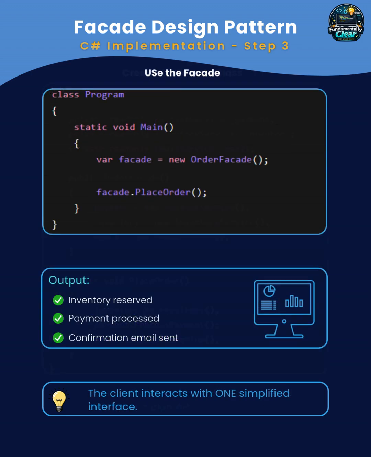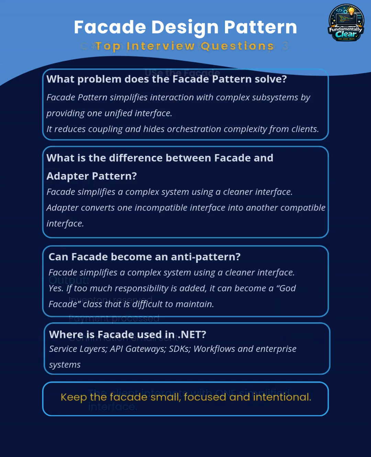Step 3. Use the facade from your client code. That's it. 2 lines. And the output? Inventory reserved, payment processed, confirmation email sent. 3 subsystem operations, 1 method call, 0 complexity exposed to the client. The client interacts with one simplified interface. This is what Facade is. This is what Facade does. And if you've ever worked in a service layer in .NET, you've probably used this pattern without knowing it had a name.